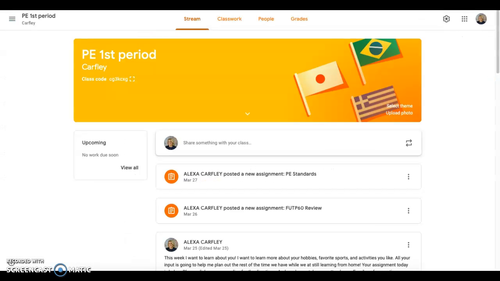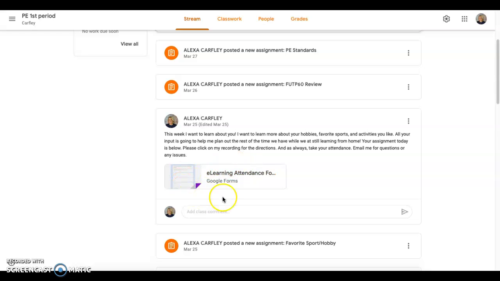Again, always make sure you're taking attendance, which is this form right here, and then make sure you're posting everything before 10 o'clock so you don't lose points.